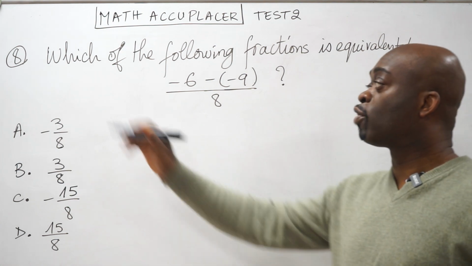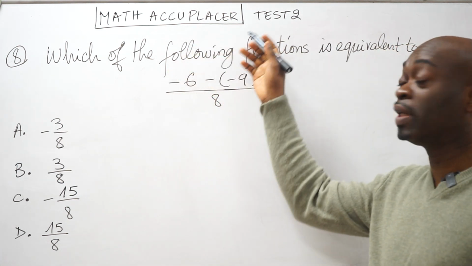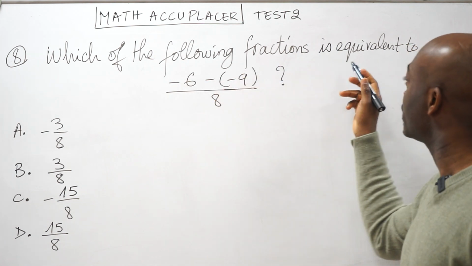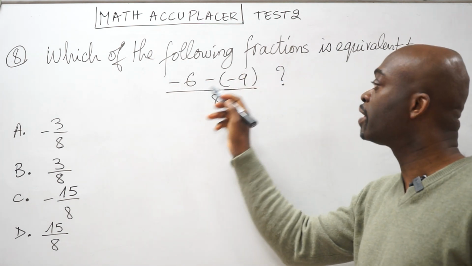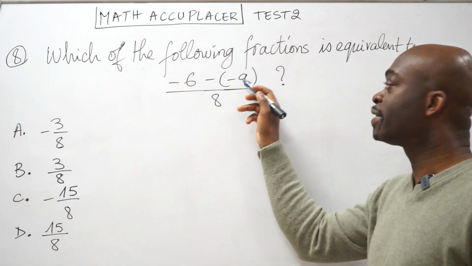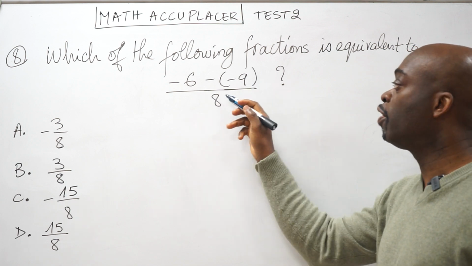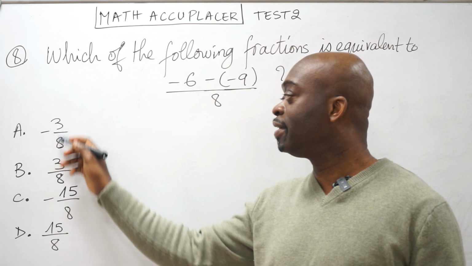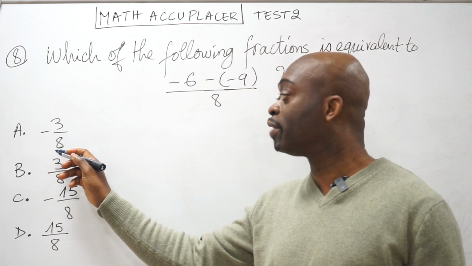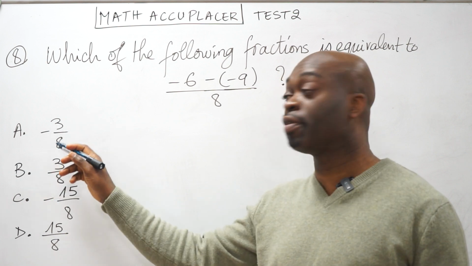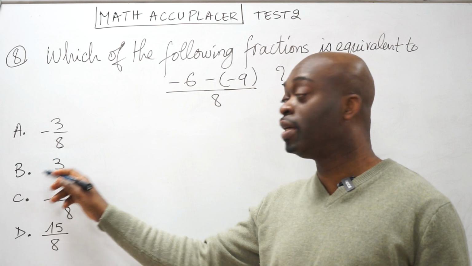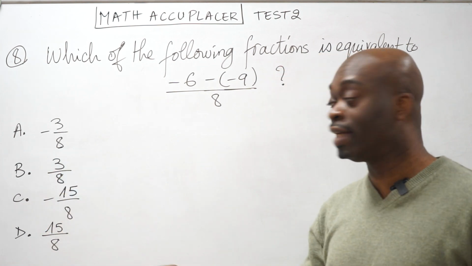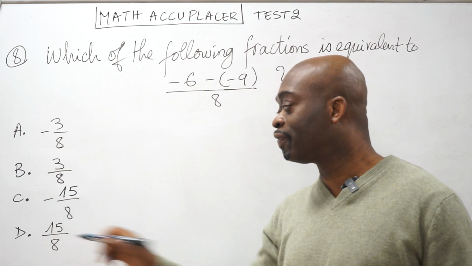Ladies and gentlemen, we have question 8 on the Math Accuplacer test number 2. Which of the following fractions is equivalent to -6, negative parentheses, negative 9 inside parentheses, over 8? Which one would it be? A, is it going to be -8 over 8? Is it going to be B, +3 over 8? Is it going to be C, -15 over 8? Is it going to be D, +15 over 8?